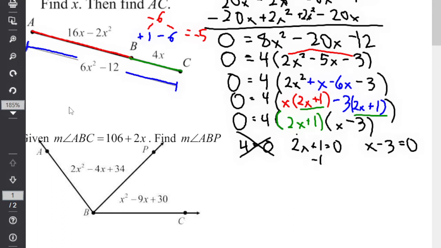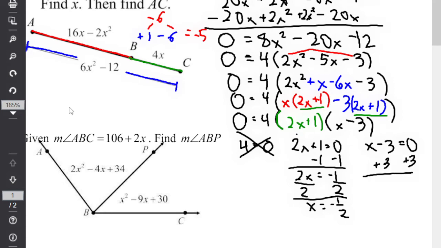If the 2x plus 1 is 0, I want to subtract 1 from both sides to get rid of the adding. Then I want to divide by 2 on both sides to get rid of the multiplying. So x is negative 1/2. Over here, if x minus 3 is 0, well, I want to add 3 to get rid of the subtracting. So I get x to be 3. So there's my 2 answers. Now, we're not quite done yet, but I'll pause here. Do we have any questions on the solving?